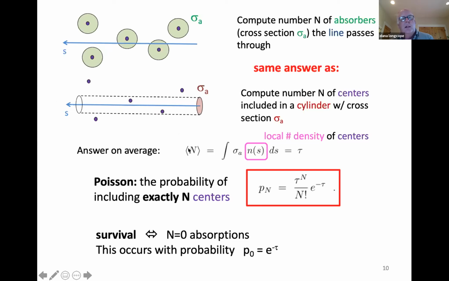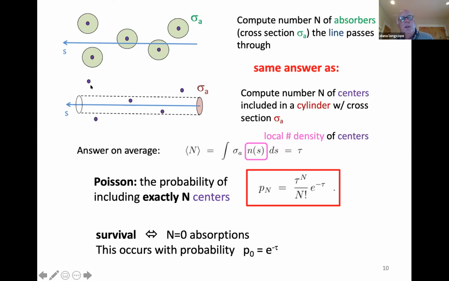How many collisions on average would you suffer over a certain path? And that's where tau comes from. Now, since you have an average, the average number of things inside your cylinder, you want to ask, well, what if the average is 3, but really how often will I have made it that distance with 0 collisions? And here's where you have to remember that the average isn't the number, it's the average number.